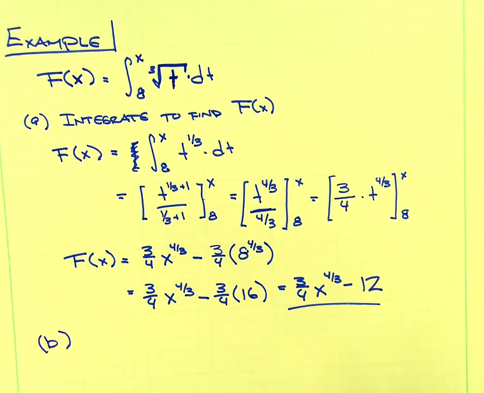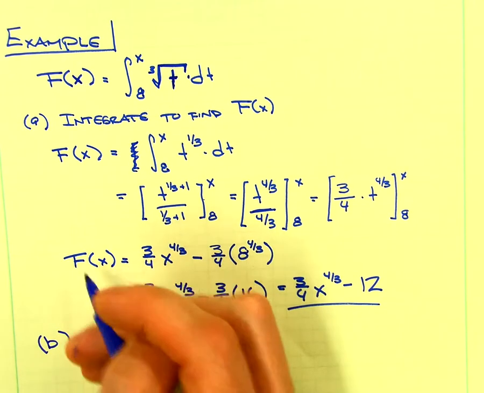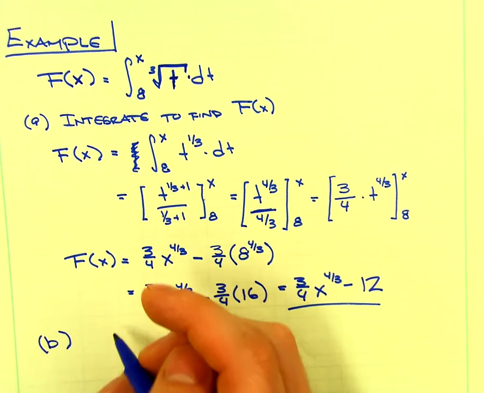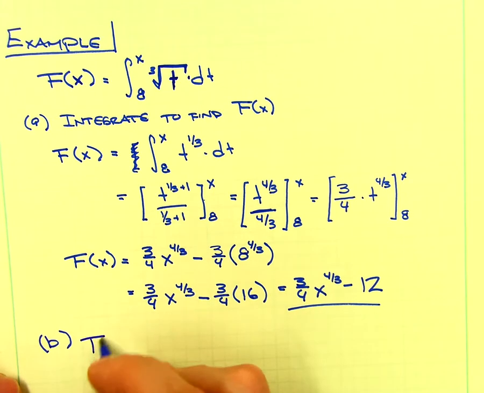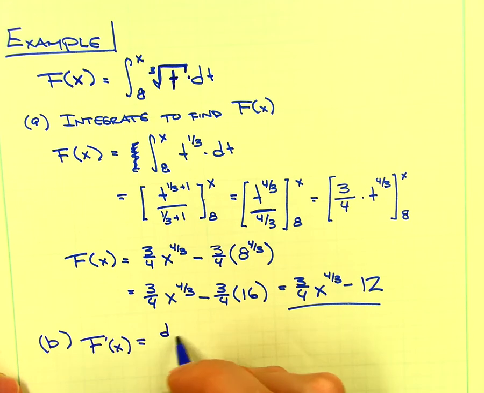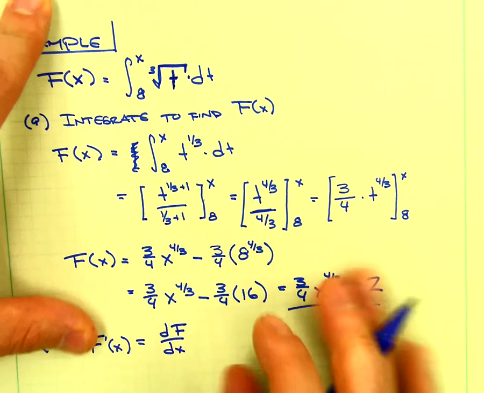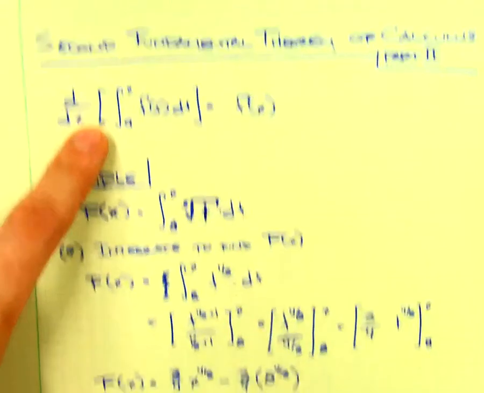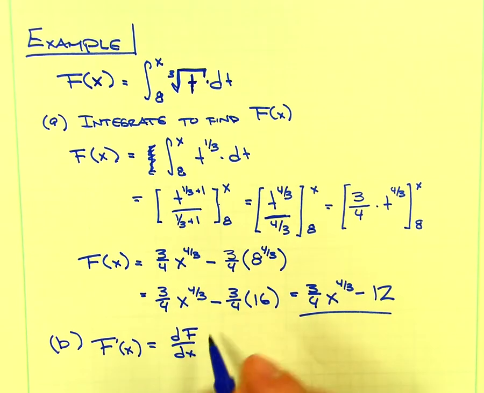Now the second part of my problem is I want to differentiate this. So instead of capital F of x, I'm looking for F prime of x, which is also going to be equal to dF/dx, which brings me back up to our second fundamental theorem. So I'm taking the derivative of the function.